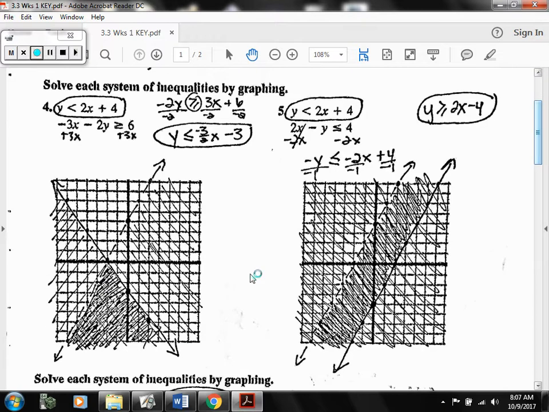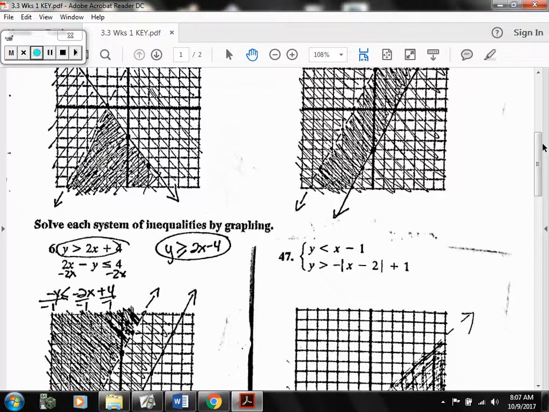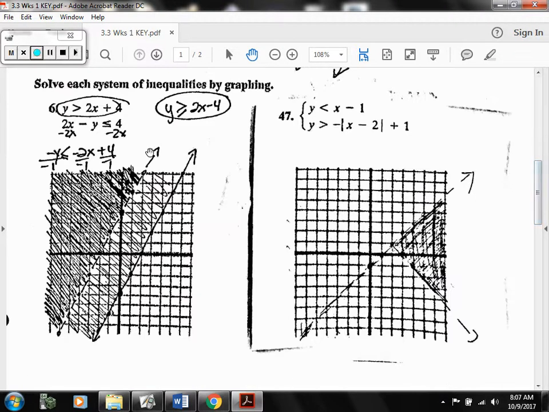Alright, so this is what your graph should look like for 4 and 5. The darkest region should be the bottom part. Number 5 should be the darkened region in between the two lines. Now 5 and 6 were basically the same slope and y-intercepts, but you'll see that the shading is different because one symbol was a greater than and the other a greater than or equal to. So the overlap should have been in this region.